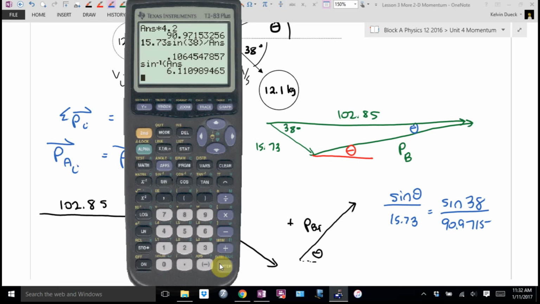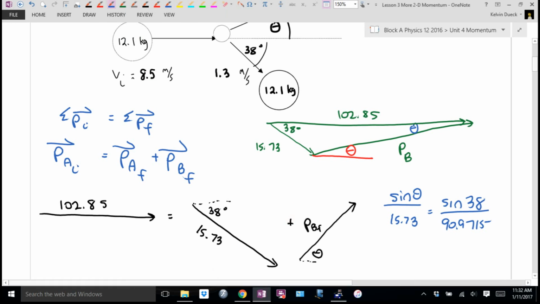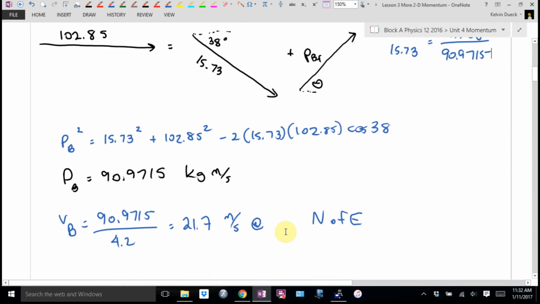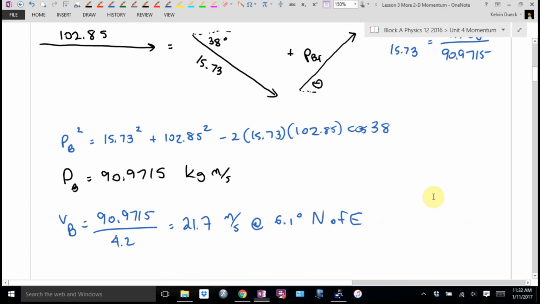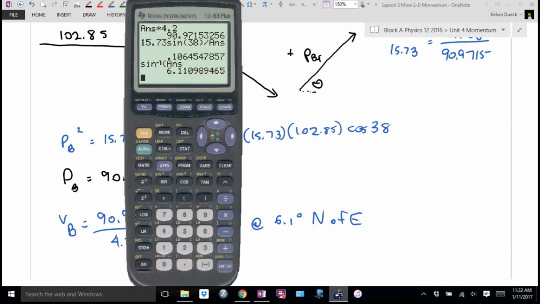Yeah, I figured it was going to be a really small angle. 6.1 degrees. You have to be in degrees. Oh, well, there you go. Mine is so different than that. Hang on.